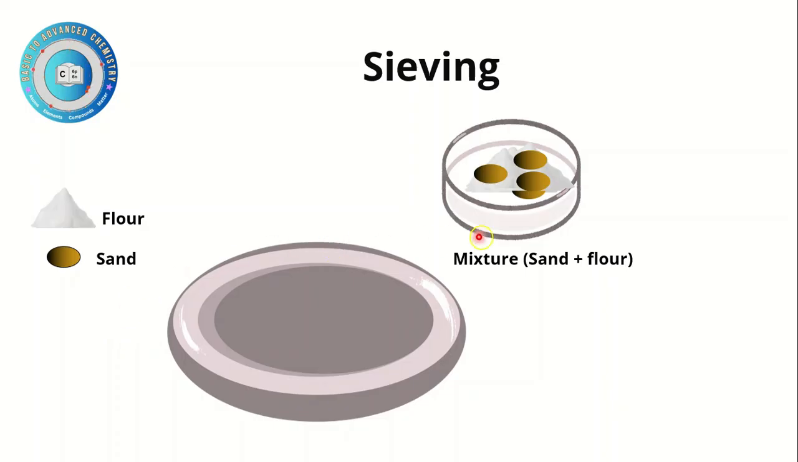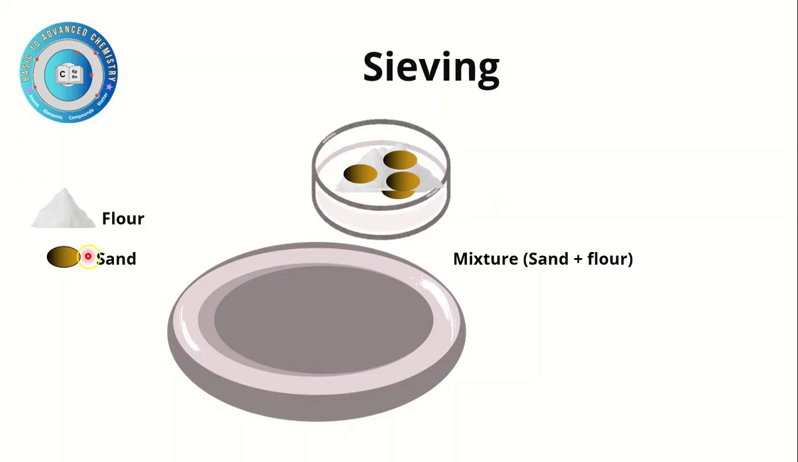So we have here a mixture of sand and flour, and we have a sieve here. The sieve has a mesh, a network of small holes. On the sieve, we have a mixture of sand and flour. The flour is represented by this white and the sand is represented by this brown. So let us see how it works.